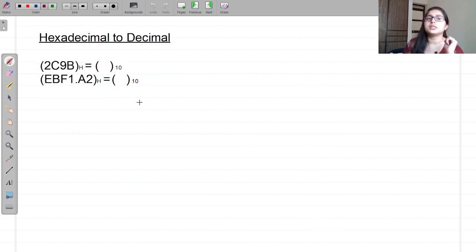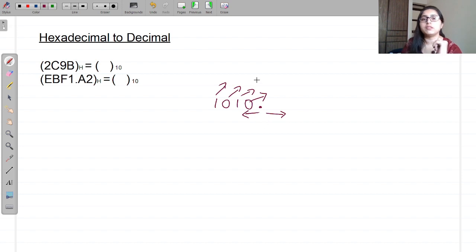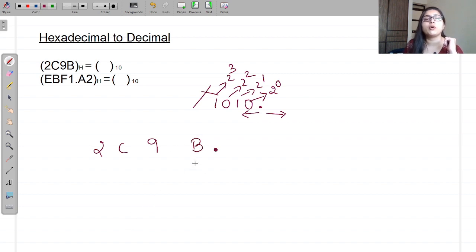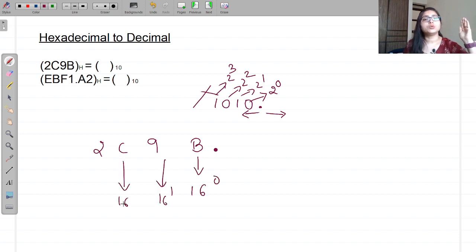Now comes hexadecimal to decimal. You know converting binary to decimal. Suppose you have 100, you were multiplying with the weights. Imagine you have a binary point here. Left of the binary point, it was positive powers, and right of the binary point, it was negative powers. It should start from 2 to the power 0, 2 to the power 1, 2 to the power 2, 2 to the power 3. That is the weights. You have to multiply the digit with its weight. Likewise, here you are going to multiply with the weights. Imagine a hexadecimal point here. Left of it you will have positive powers in ascending order, 16 to the power 0, 1, 2, 3.